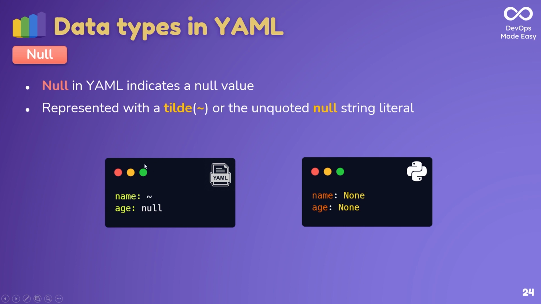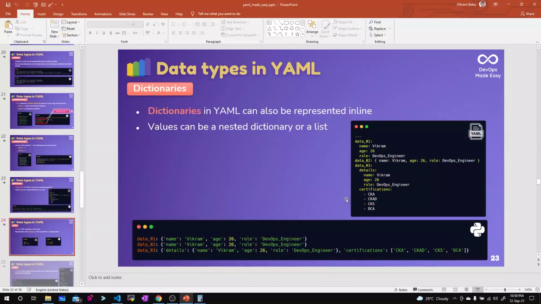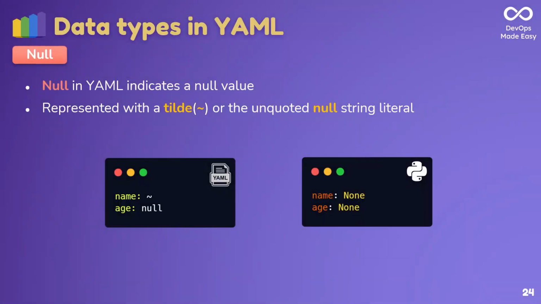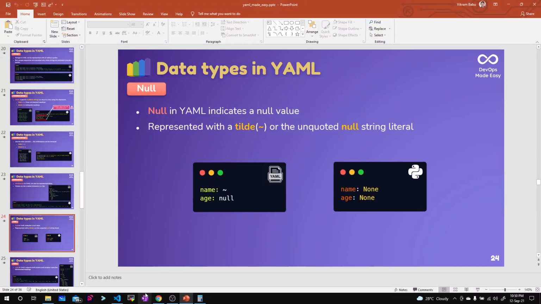Once you run this file using Python, or if any YAML parsers are reading this file, it will be read as None, capital None. So this is related to Python. For some other language, it could be nil. Once you parse it, then only you can see the value. For Python, it will take it as None. For some other language, it will take it as nil. So it is for the parsers to decide what the outcome should be.